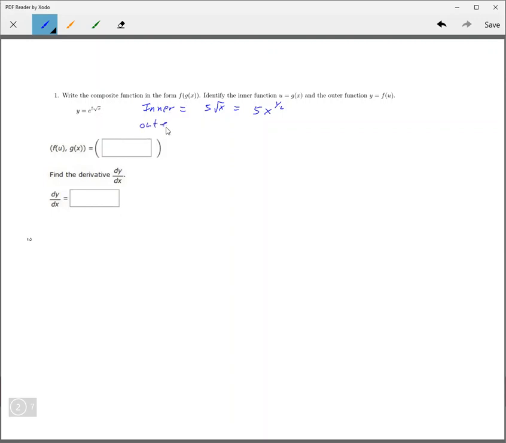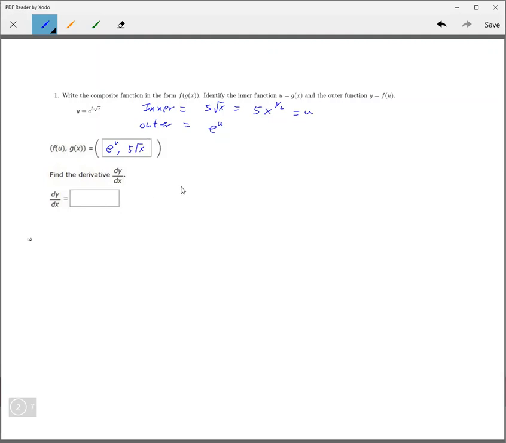The outer function is just e to the x. Or they want to write it in terms of u, so e to the u. So this 5 root x is all u. Okay, so e to the u, comma, 5 root x would be the answer there.